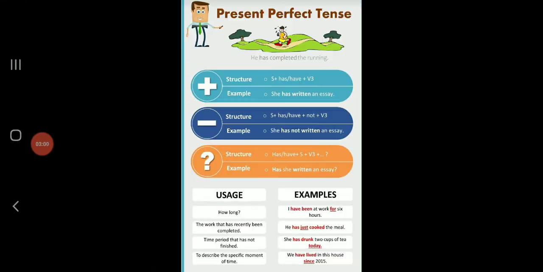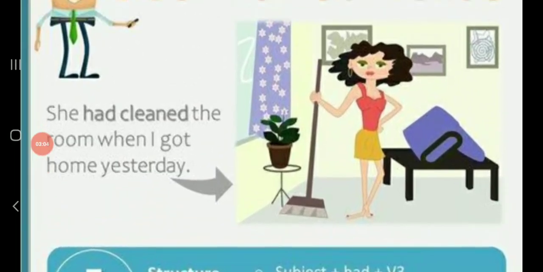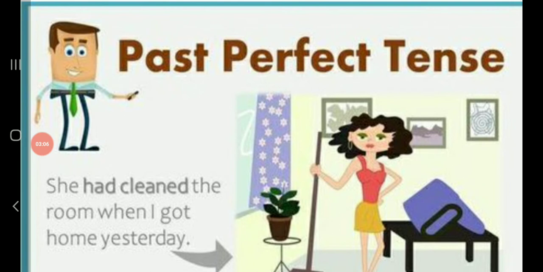Now, my dear students, let's move towards the past perfect. It's one of the important tenses. You know, the whole past tense is very important because that's normally used in interrogative, normally used while making the stories, while writing so many things. So the past tense is required.